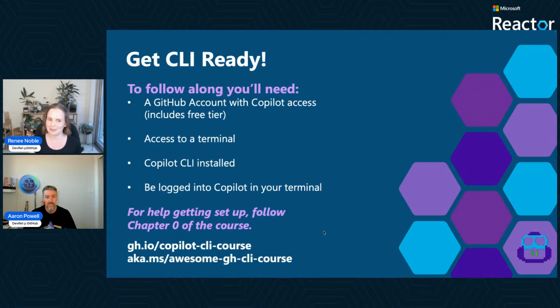But you will need a couple of things to come along for this journey if you are planning to play along at home. So you're going to need a GitHub account with Copilot access. This includes the free tier, which does give you access to Copilot CLI for some number of interactions. You'll need access to a terminal. You'll need to have the CLI installed and be logged into Copilot in your terminal as well. You can check out how to set all of this up in chapter 0 of the course.